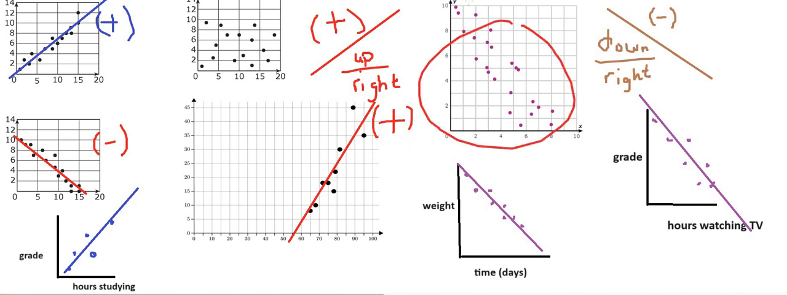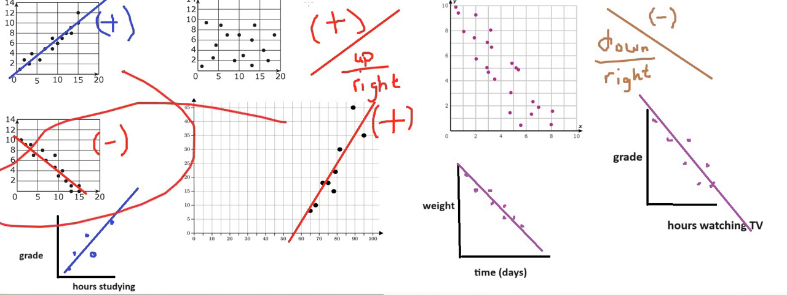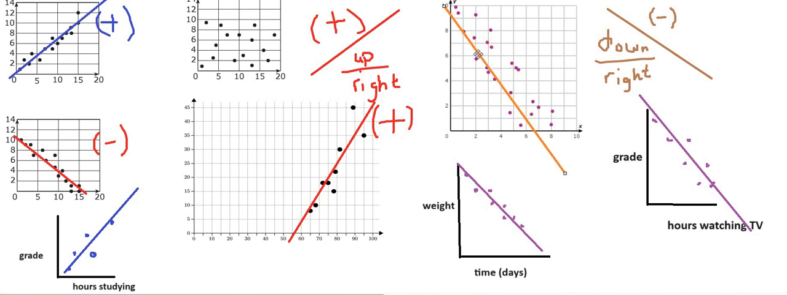And this one over here, it looks like it's going down and to the right. It's definitely not as strong as this one over here. The dots aren't as close to the line that we're going to draw. But it still looks like it's a negative kind of trend here. That's not a great line. So let's move that a little bit better right there for a trend line.